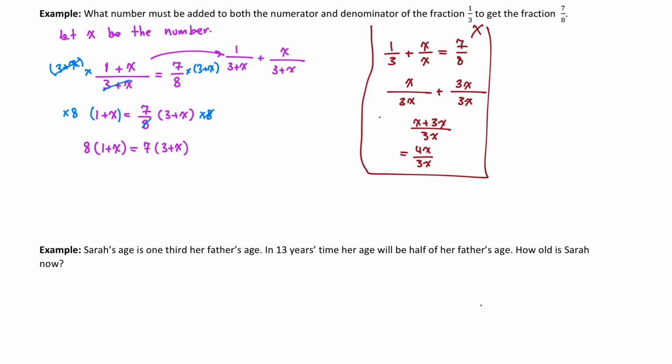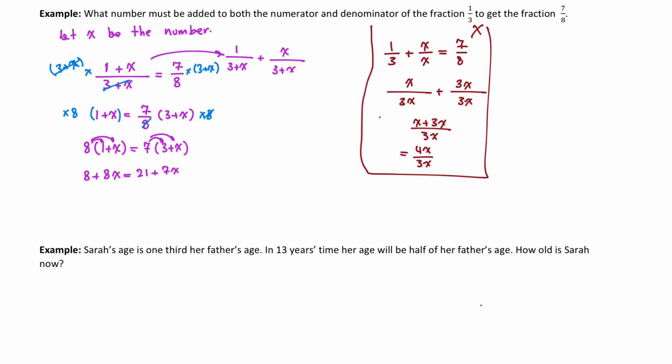So in the next step, I'm going to distribute the 8 to the binomial. I get 8 times 1. We'll just draw the arrows here. So 8 times 1 is 8. 8 times x is 8x. And that is equal to 7 times 3, which is 21, plus 7 times x, which is 7x.